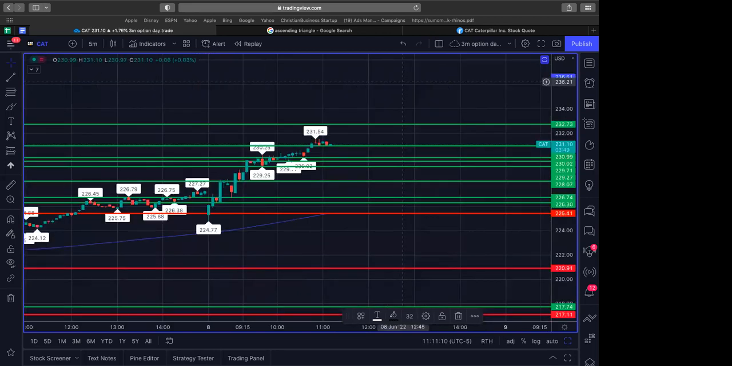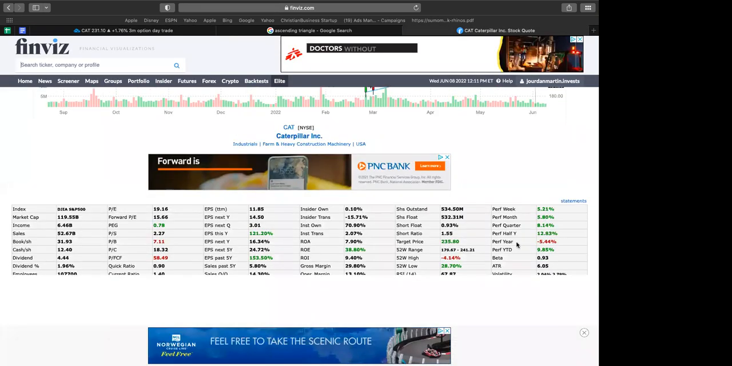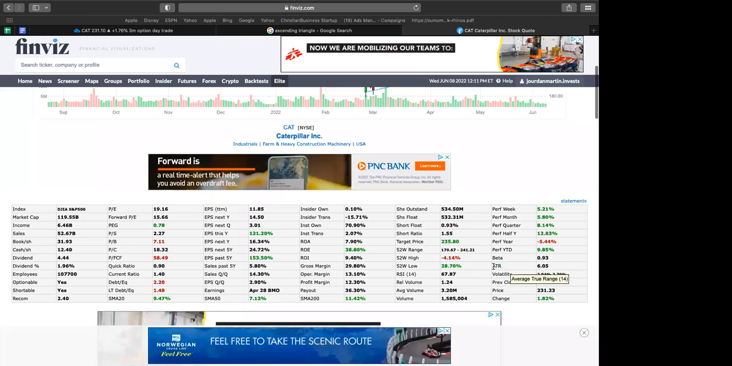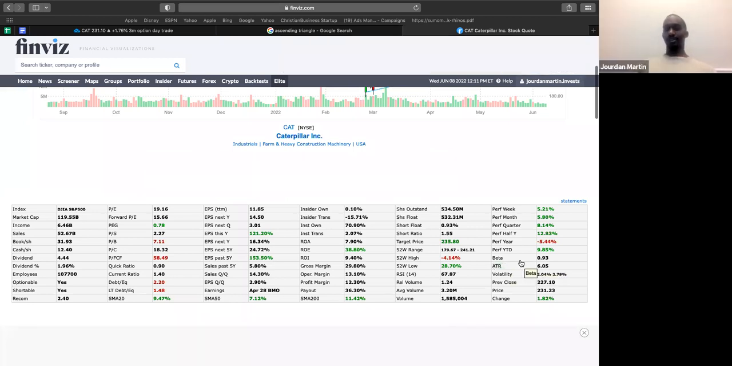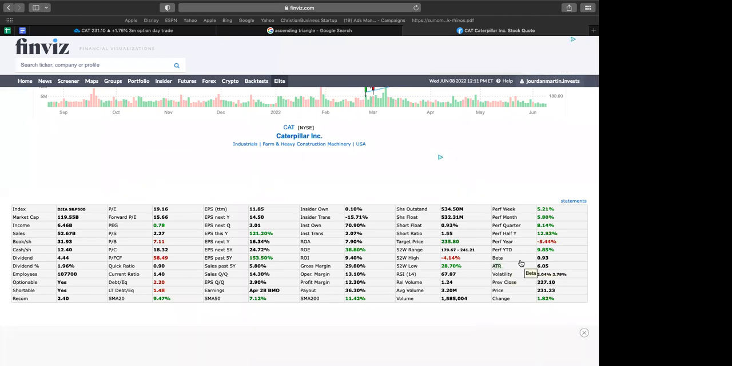Can you show where you went in Finviz to see the ATR? You just put in CAT as the symbol and okay. Yep, and it's at the bottom on that table. Okay, thank you. You're welcome.